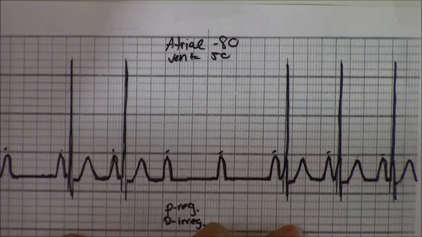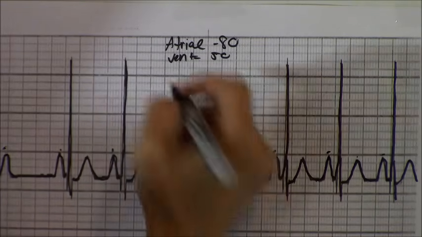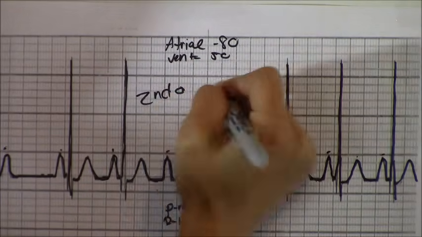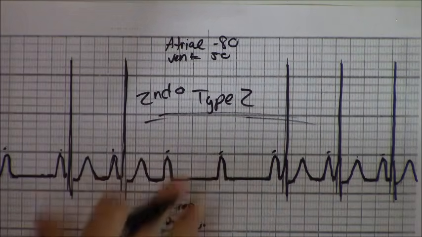So the only thing that leaves us with is 2nd degree type 2, Mobitz II. So we have a 2nd degree type 2 heart block. So that's what that is.